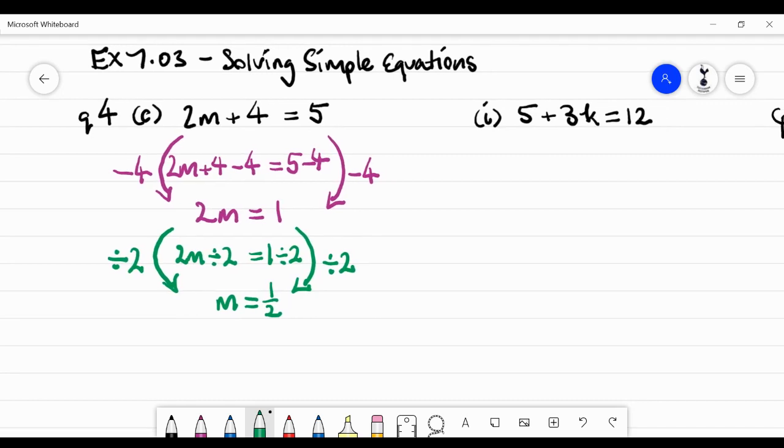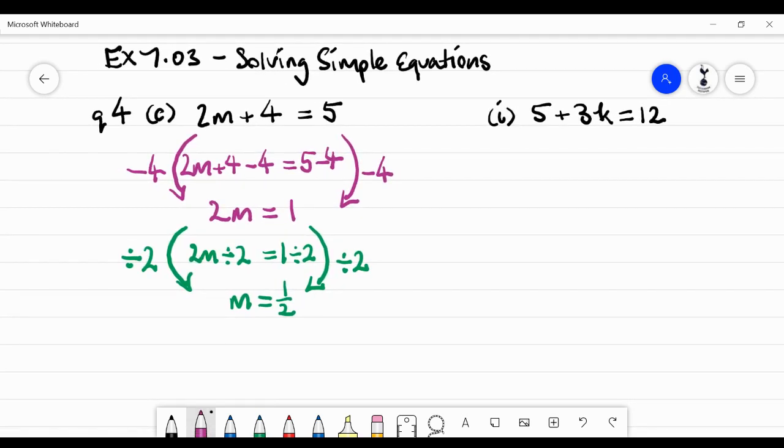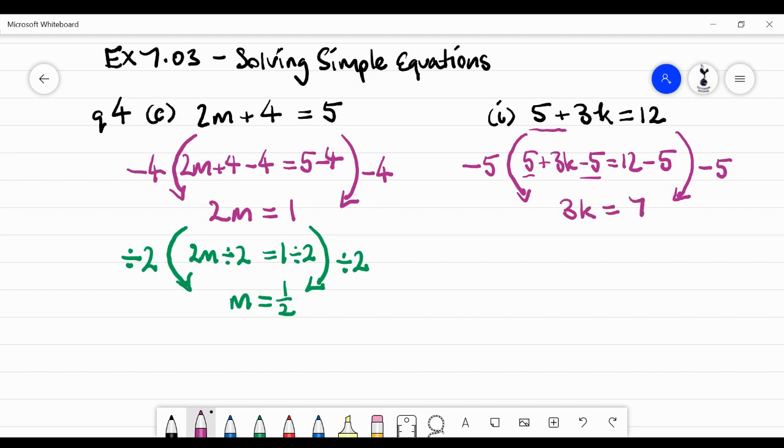Okay. The next question that we've got is 5 plus 3k equals 12. The first thing we need to do is get rid of this 5 here. We do that by subtracting 5. The inverse operation of adding 5 is subtracting 5. 5 plus 3k minus 5 is equal to 12 minus 5. We notice that 5 minus 5 is 0, which is exactly what we want. We're left with 3k on the left side is equal to 7.